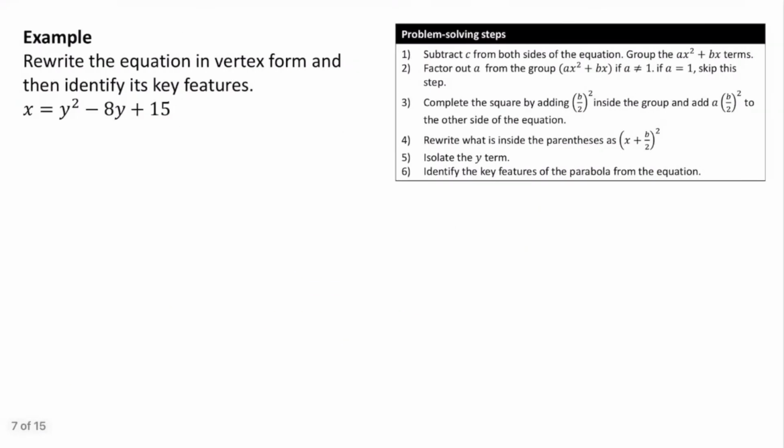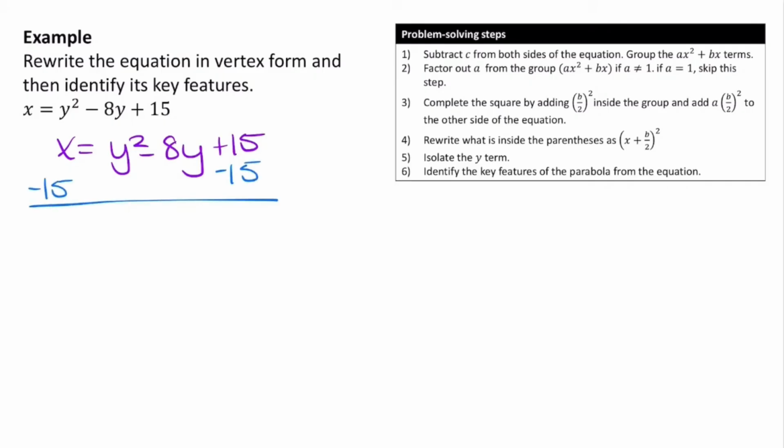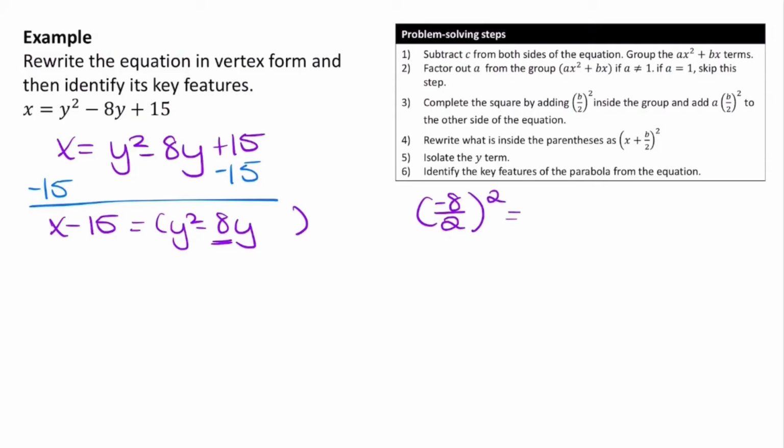Now let's rewrite this equation in vertex form and identify its key features. I have x equals y squared minus 8y plus 15. Once again, I'm going to start off by moving the c term. I'm going to subtract 15 from both sides. When I subtract 15 from both sides, I get x minus 15 equals y squared minus 8y. Now what we can do is take this value of b, which is negative 8, divide it by 2, and then square it. That's going to give us negative 4 squared, which is equal to 16. Now I can go ahead and add 16 to both sides of this equation.